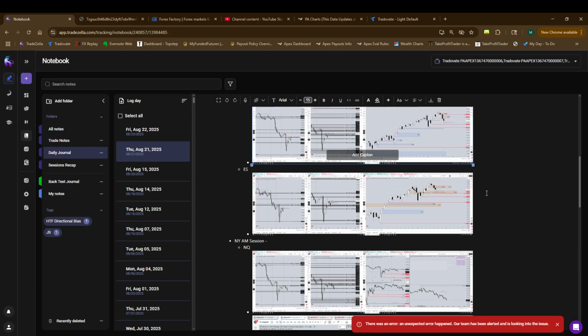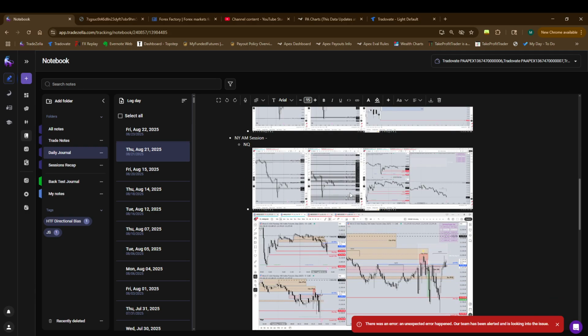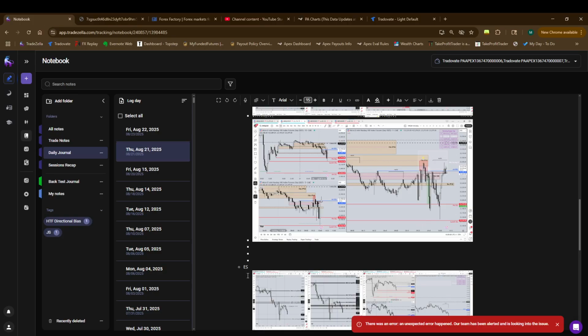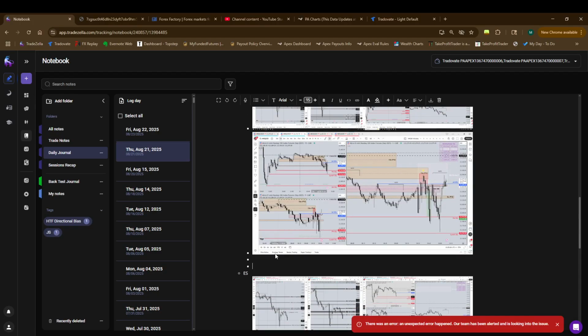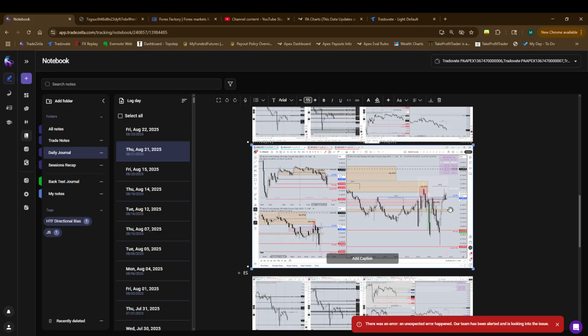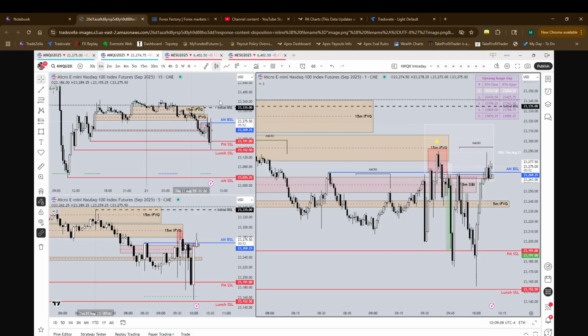So let's see here. We're just going to skip over ES. We're going to try to keep it short. We're only going to review what I traded, which is NQ. So here's a trade right here. Clean this up a little bit. Go ahead and close that. Open this.